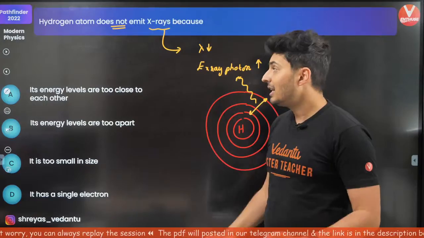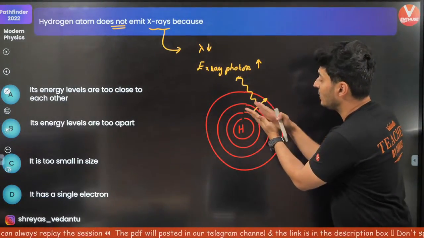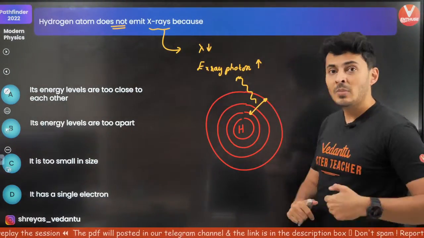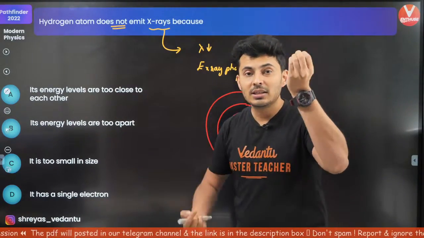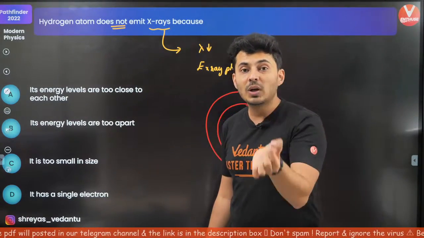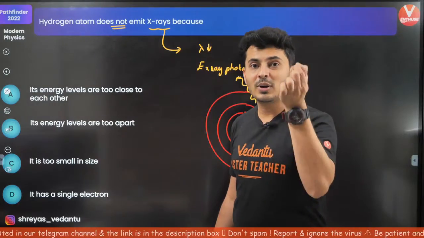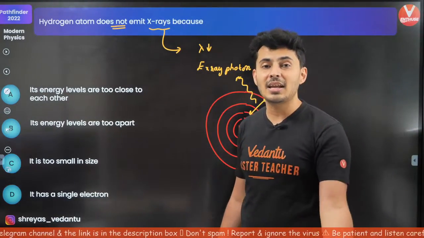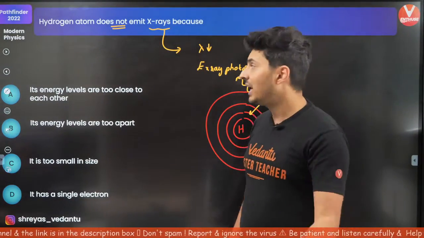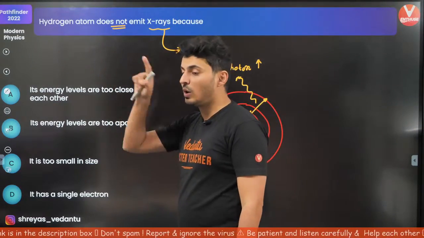Do you guys get it? The energy difference between the two levels of hydrogen is not big enough to create the energy required for the energy of a photon of an X-ray. So it is much smaller. So hence the energy levels are too close to each other.